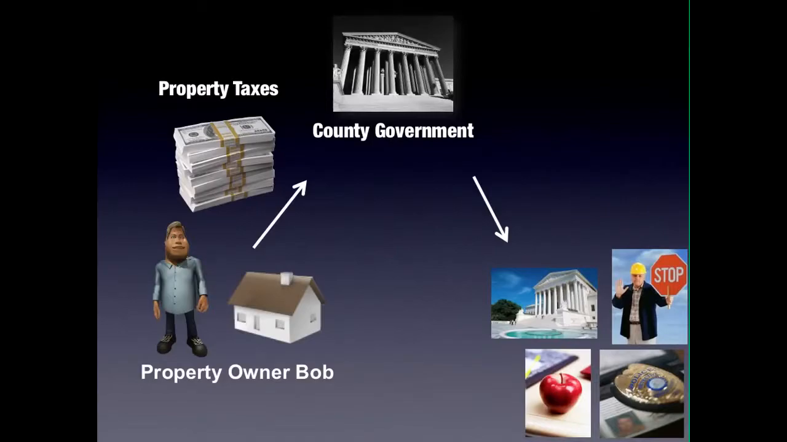Now, the tax sale cycle is really the process that the county government will go through. In this example, we can see the property owner Bob here. He has to pay his property taxes to the county government, and in turn, the county government pays for all the services that we use. Things like the police department, the fire department, schools, the roads. All of this is paid for by the government through property taxes.